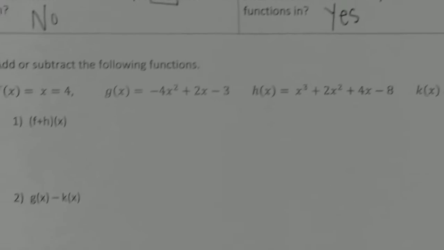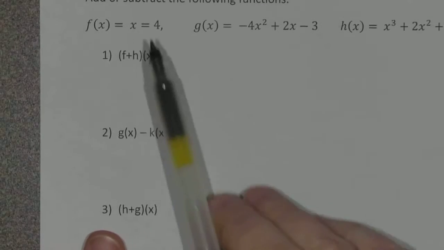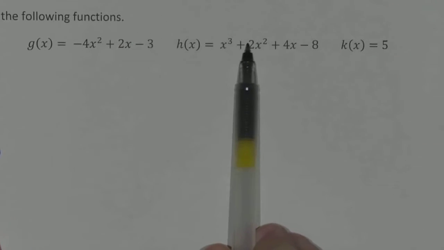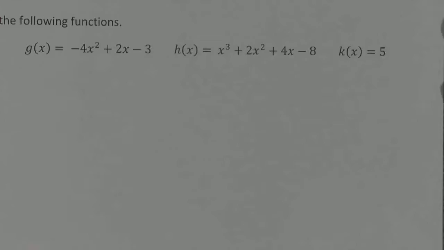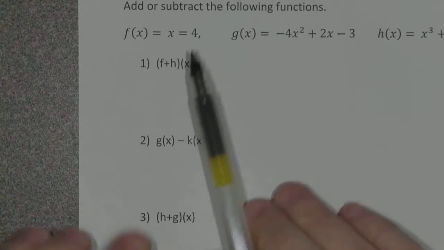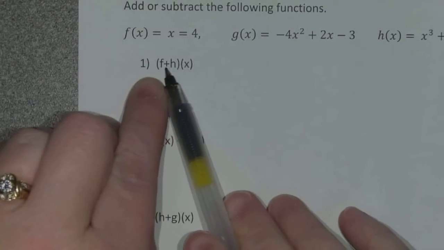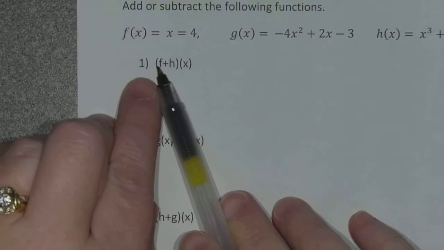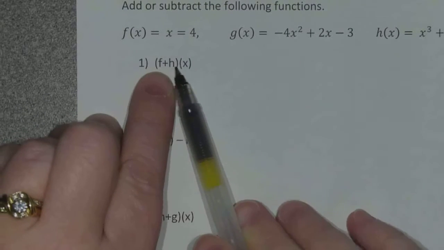All right, so on this next section right here, I've given you 4 different functions. I have f of x, g of x, h of x, and k of x. And I ask you to do some stuff with them. This first one says to add 2 functions together. Which 2 am I going to add? The f and the h.